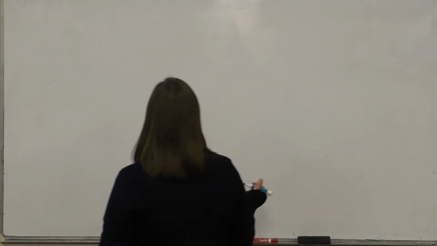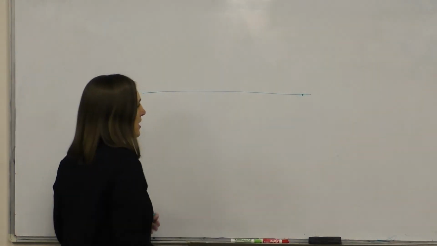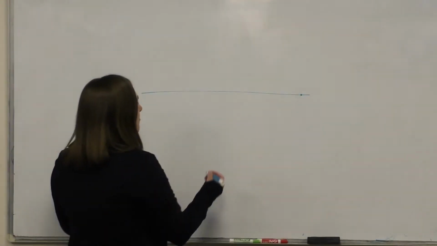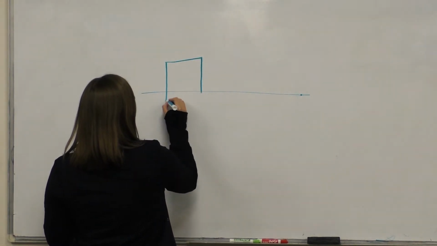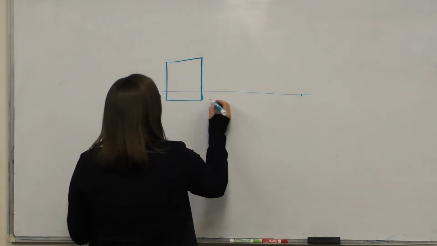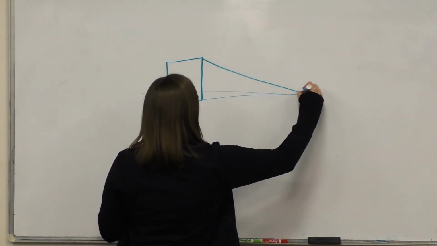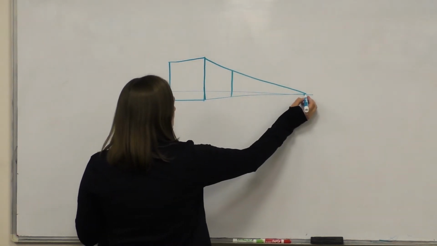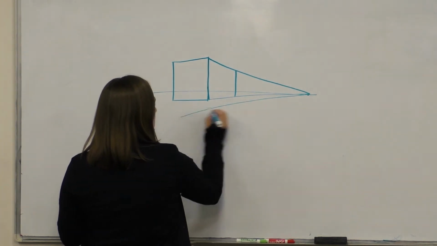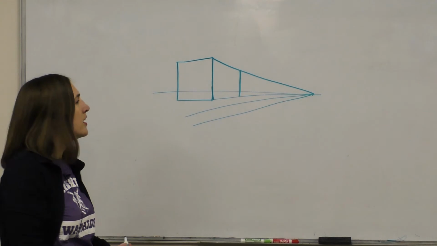So to create a building in 1 point perspective, I'm gonna go ahead and get my horizon line and my vanishing point on there. I can create one face of my building head on, and then the rest of it is gonna have to go to my vanishing point. And I'm also gonna wanna do some kind of a street or sidewalk in front of it.